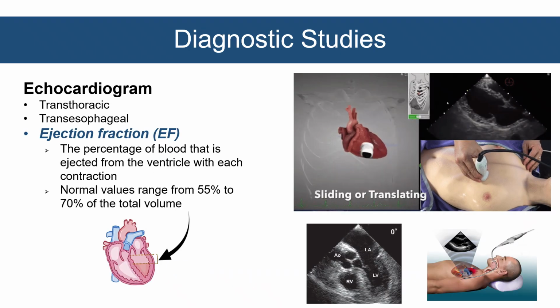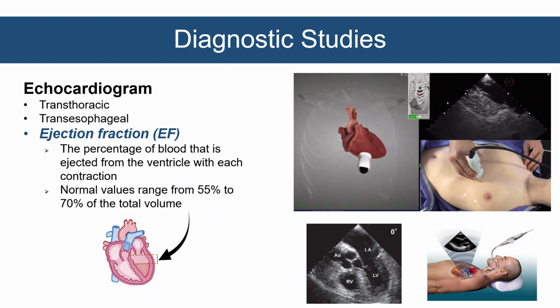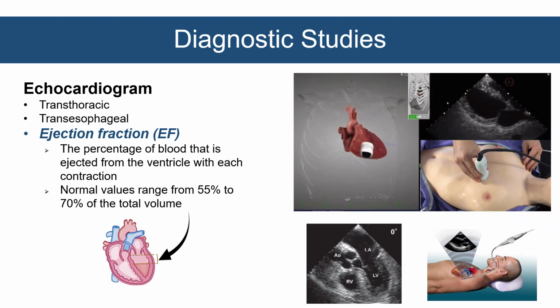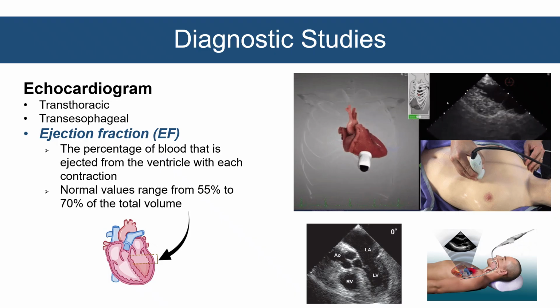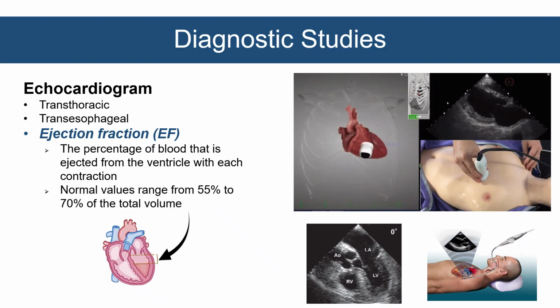The next diagnostic study is the echocardiogram. So this is an ultrasound of the heart. There are two types, transthoracic and transesophageal. The transthoracic goes over the skin, like that middle right picture, just like your typical ultrasound. Transesophageal actually goes down through the esophagus, and the ultrasound is done from the inside out. So that one is more invasive.